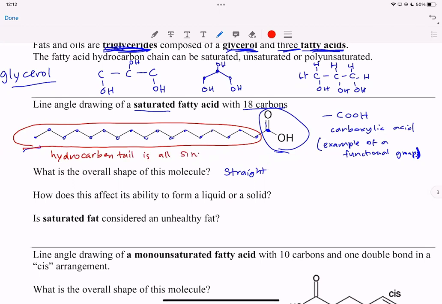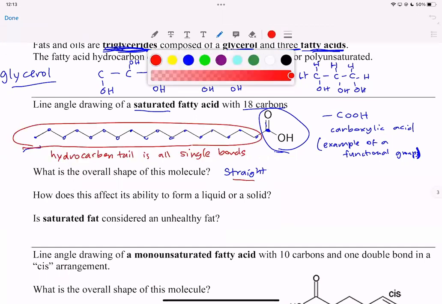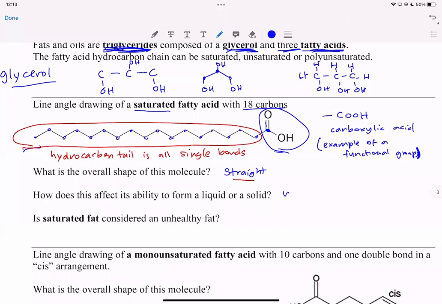And when they are all single bonds, you have an overall straight shape. Even though it's a zigzag line, when you actually fill that in with the atoms, that's the space filling or molecular view, it's really just a thick zigzag line that thickens out. So it's really a straight shape. And so what happens when you have a bunch of these straight molecules? They will stack up. And when they stack up, they form a solid at room temperature.